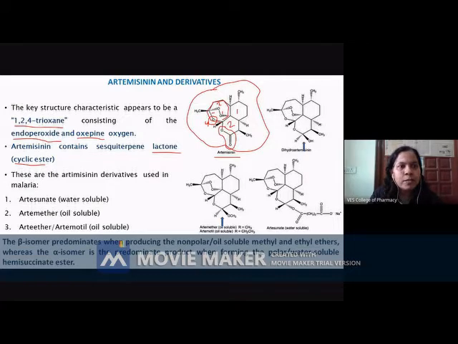Why is it called trioxane? Because it is containing three oxygens, at the 1 position, 2 position, and 4 position. So this is how it is called a 1,2,4-trioxane. So all of these features are present in the derivatives of artemisinin as well. The only feature which is absent is the lactone. Because if you look at the other derivatives, they do not have a lactone, that is the cyclic ester. The C double bond O of artemisinin is modified in all the 3, 4 derivatives which are there for artemisinin.